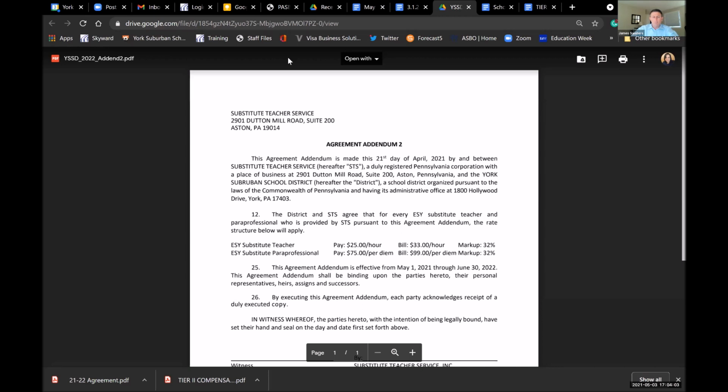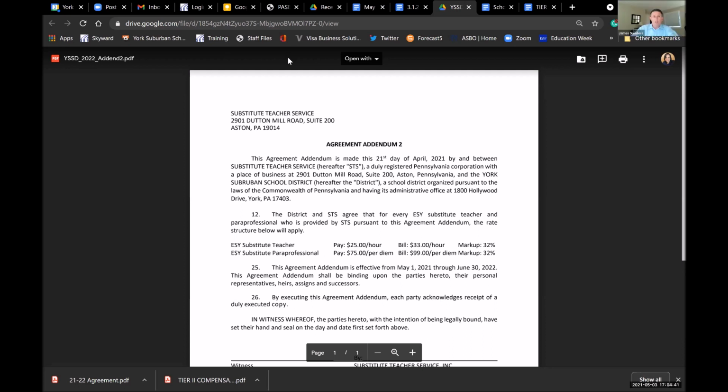Okay, so this is different than what we use for substitutes during the regular course of the year, right? Yes, currently we do not use any STS substitutes for paraprofessionals. So if my memory serves, those rates for substitutes during the year are significantly less than what I'm looking at here. Those individuals are required to have some level of education, but they're not required to have a degree.